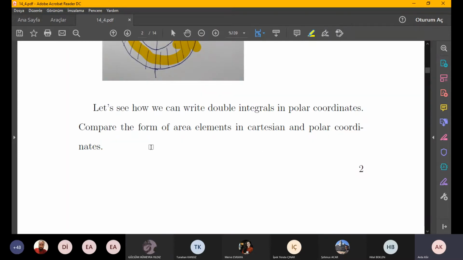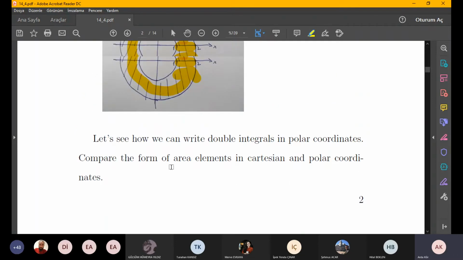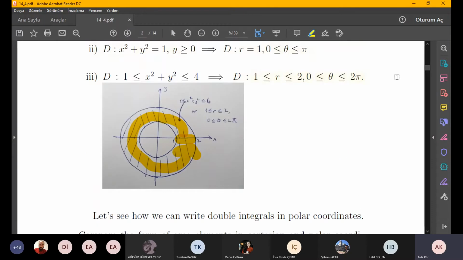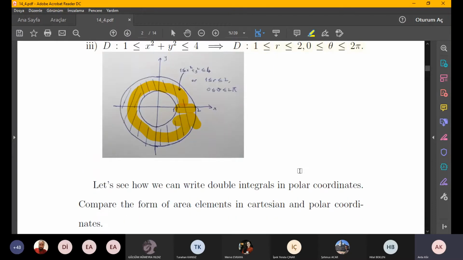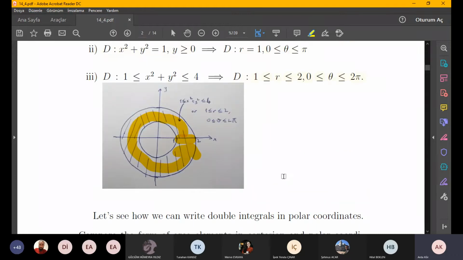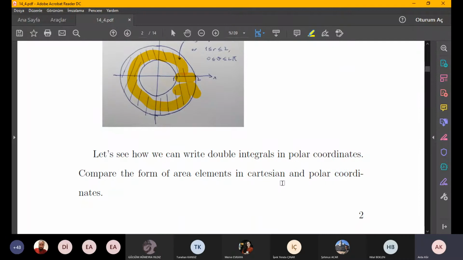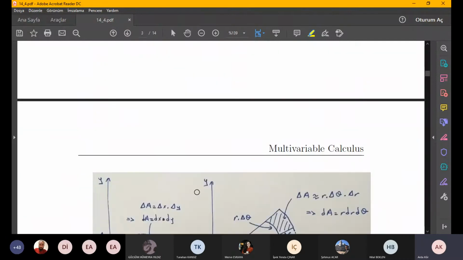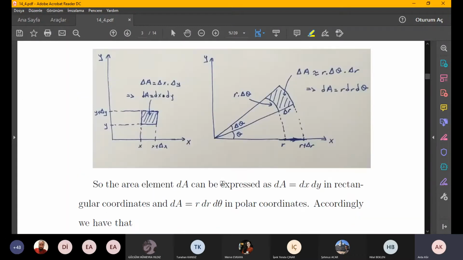So let's see how we can write double integrals in polar coordinates, and we will compare the form of area elements in Cartesian and polar coordinates. So, we define the area, but we also need to define dx times dy in the r theta plane in polar coordinates. So let's try to define it.